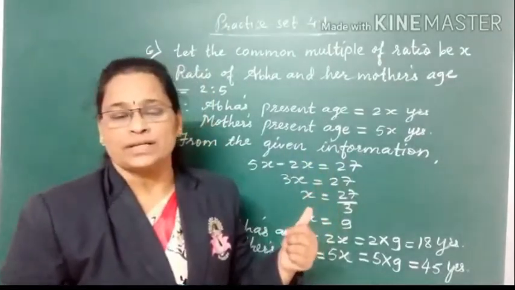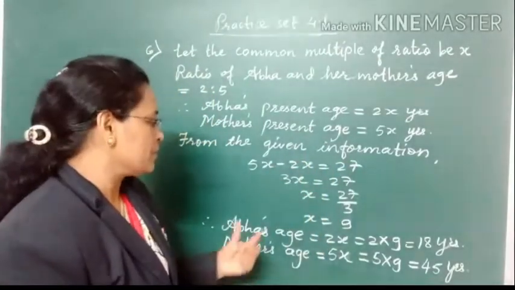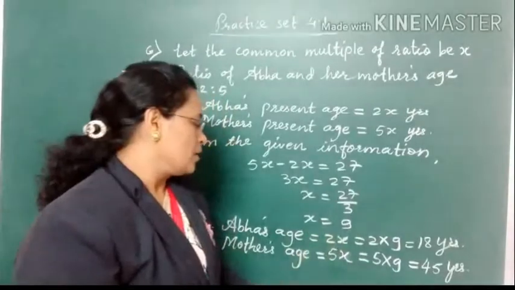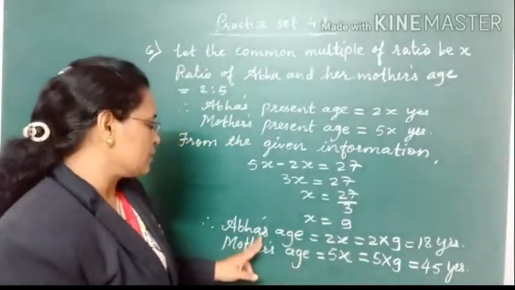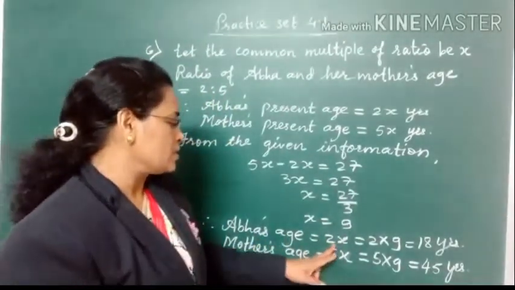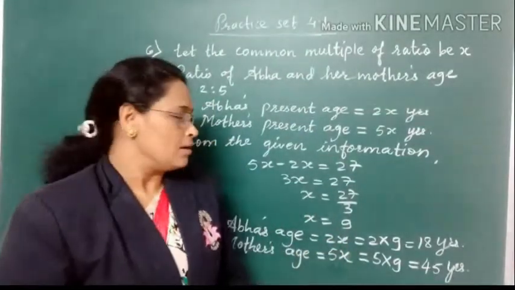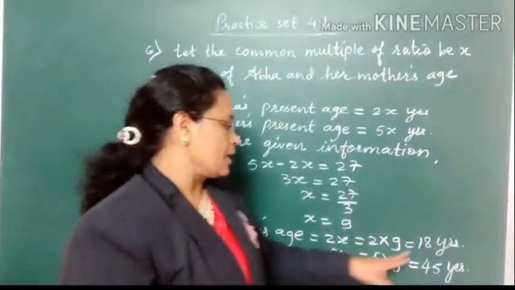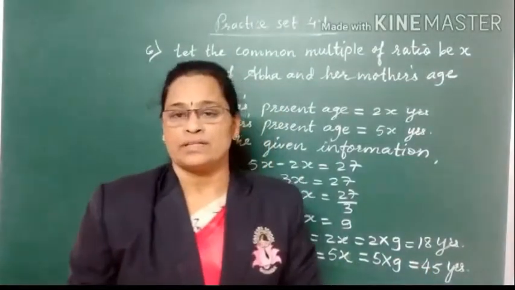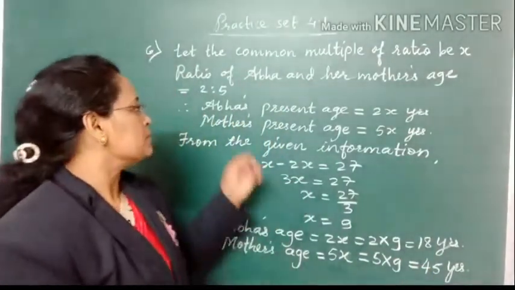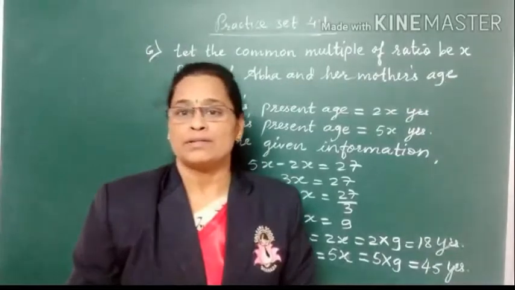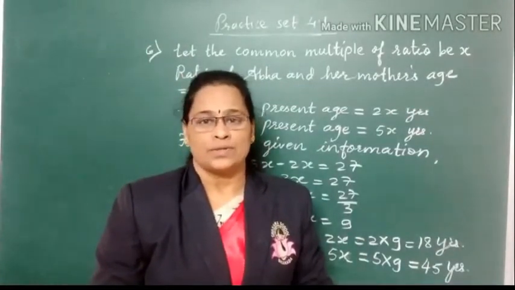That is the equation we get. Let's solve the equation. We'll get x is equal to 9. And after substituting this in Abha's age and mother's present age, we can get the present ages of Abha and her mother, that is 18 years and 45 years. In this way we can use the given ratio, the properties of the ratio, and solve the examples.